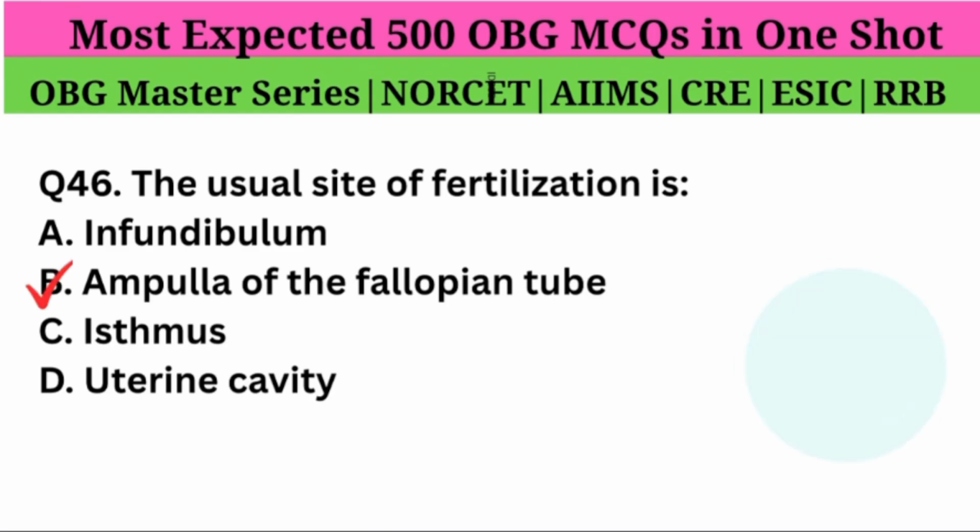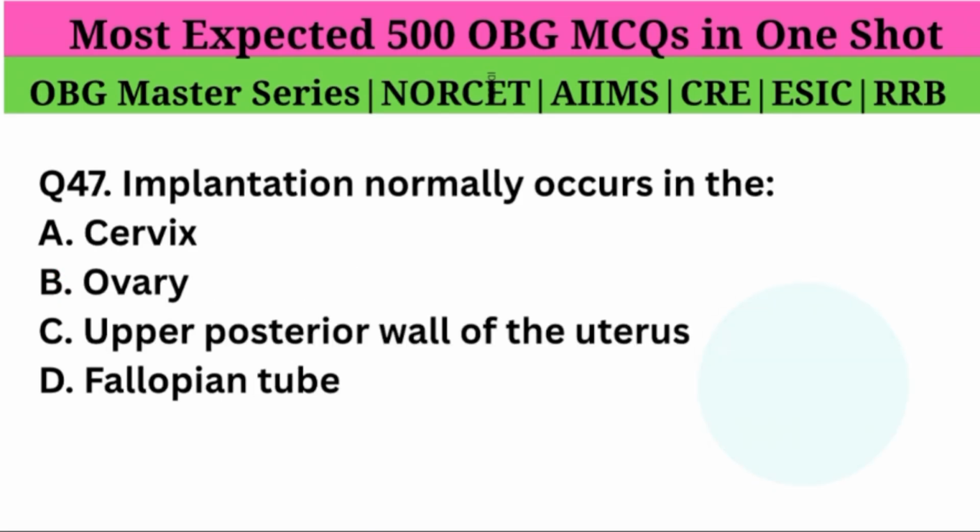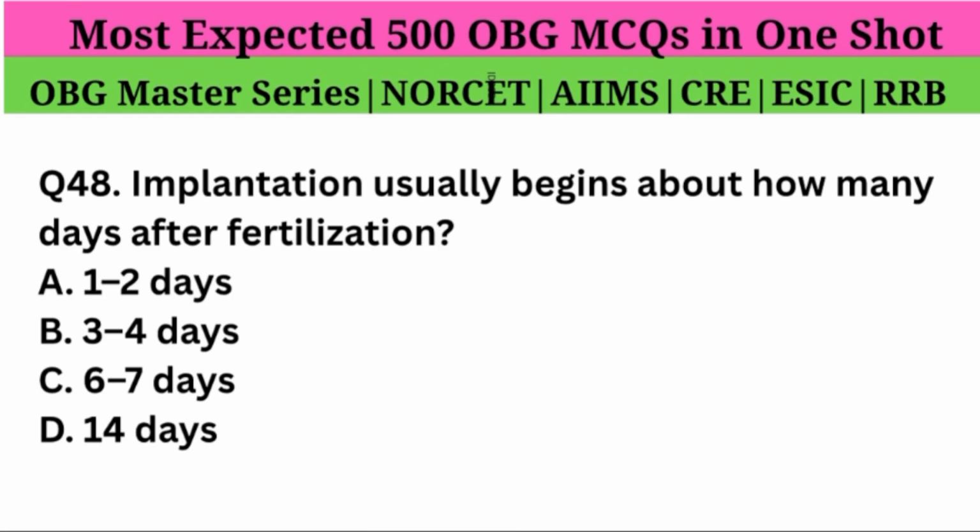Your correct option is option B, ampulla of the fallopian tube. Next question. Implantation normally occurs in. Your correct option is option C, upper posterior wall of the uterus. Next question. Implantation usually begins about how many days after the fertilization?